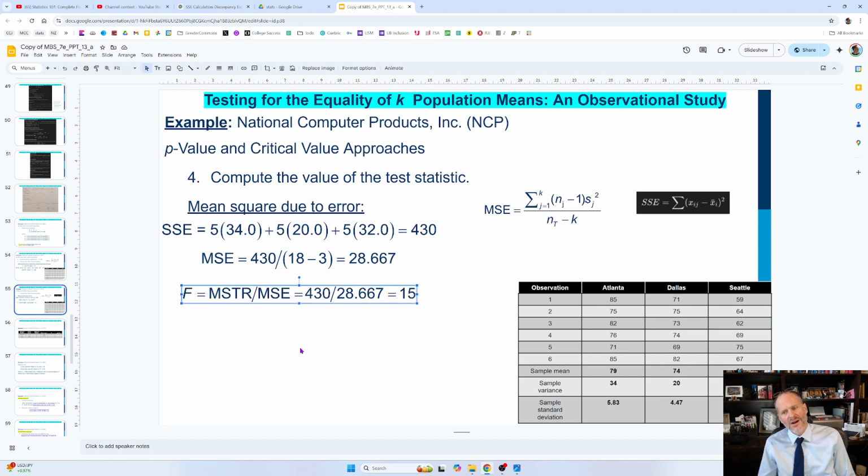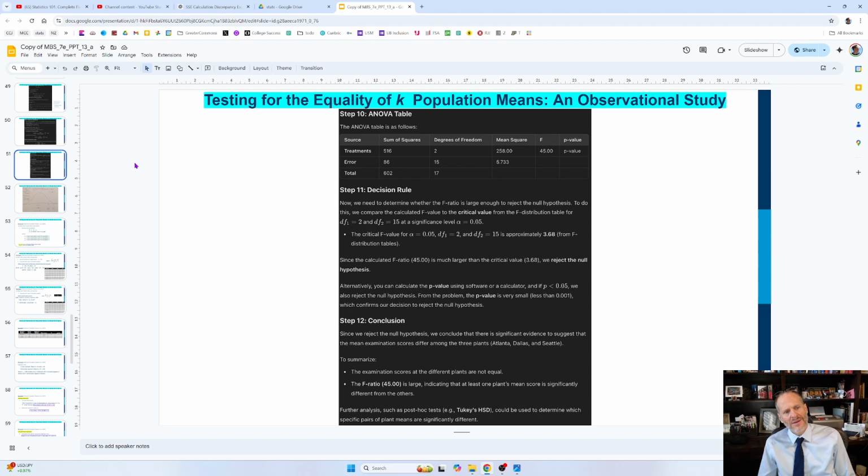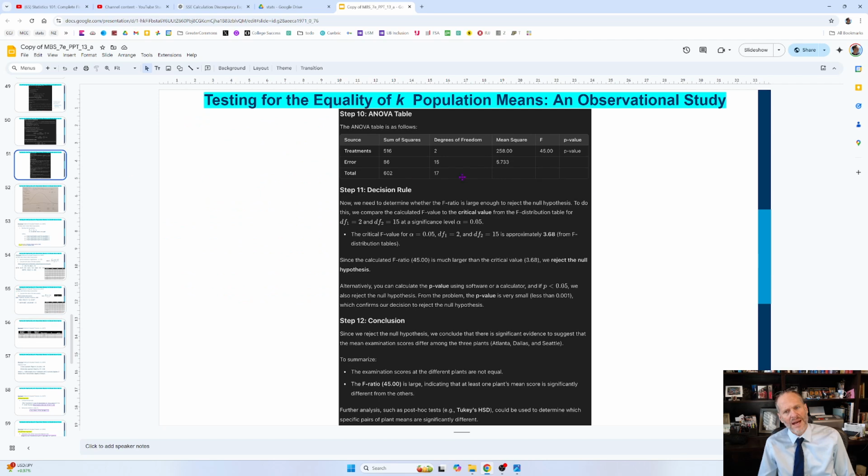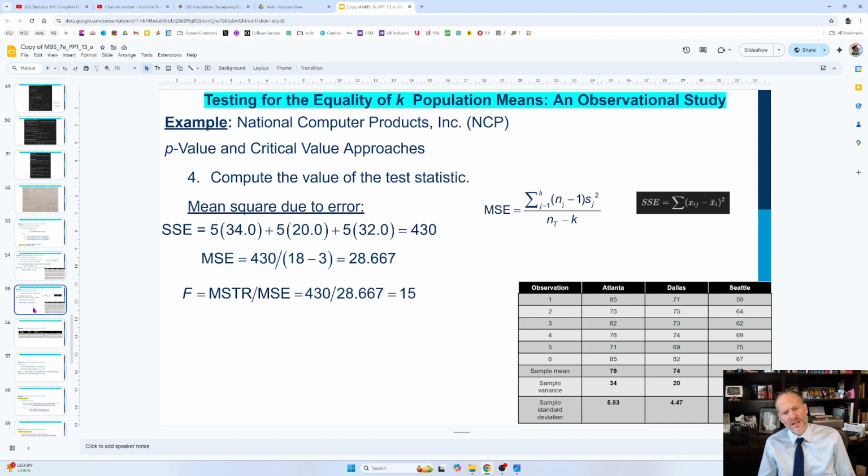That all is cool, but when you look at this, we got 430 for SSE, 15 for F, and 28.67 for MSE, and ChatGPT came up with something totally different. Their mean square is 5.73, and our mean square is 28.667. We have 430 for our sum of squares, and they got 86. They got really different numbers because they used this formula here.